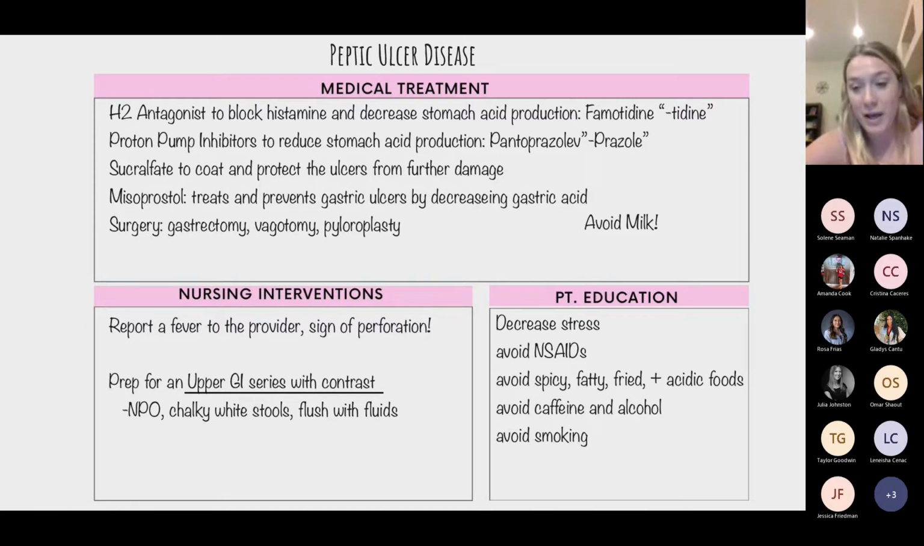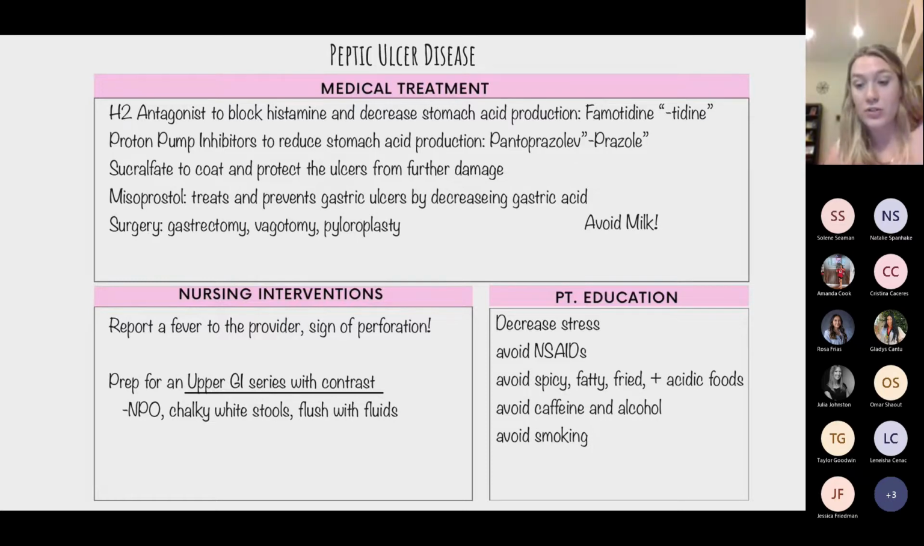So a lot of our PUD meds are going to be the traditional tummy meds we talked about in pharmacology, specifically our H2 antagonists and our PPIs. A good way to remember those is your H2 antagonists end in tidine, and your PPIs end in prazole. We can also give sucralfate. That's very common. All sucralfate does is coat and protect the ulcers from damage. So it surrounds, protects, and allows them to heal. We can also give misoprostol just to help decrease that gastric acid. Specifically with this med, we're going to want to avoid milk.